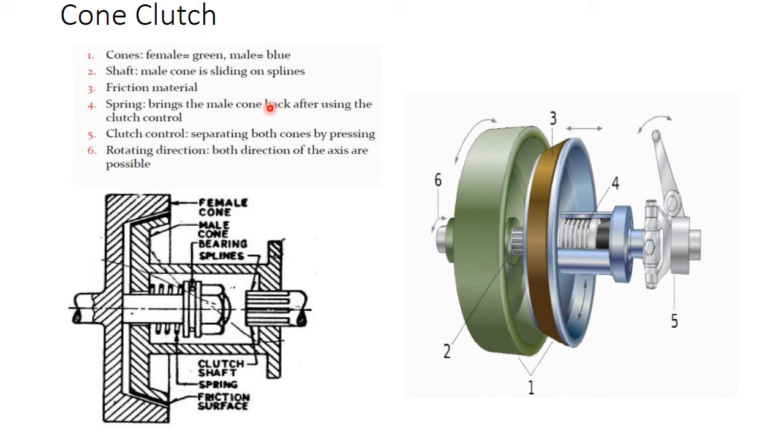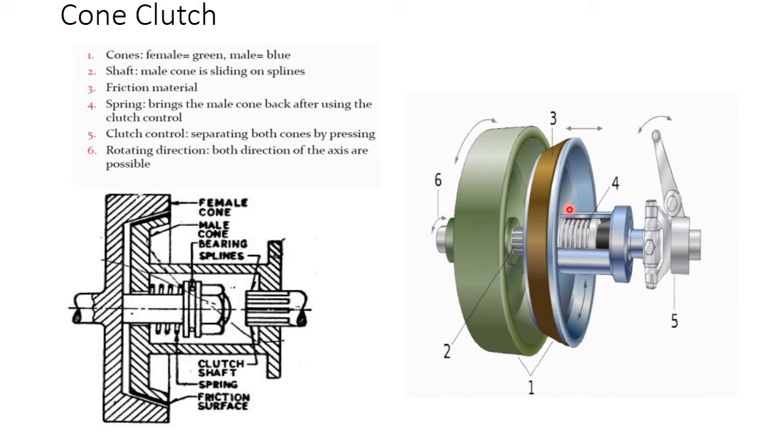In this schematic diagram, the first cone is the female cone, shown in green color. The second one is the blue cone, which is the male cone. And second is the shaft. The male cone slides on splines. That is the main cone that slides on splines. The frictional lining material is deposited on the male cone.